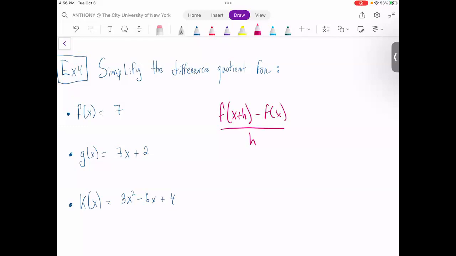So here is the difference quotient. Here is the formula for it. The formula for it is given as f of x plus h minus f of x divided by h.